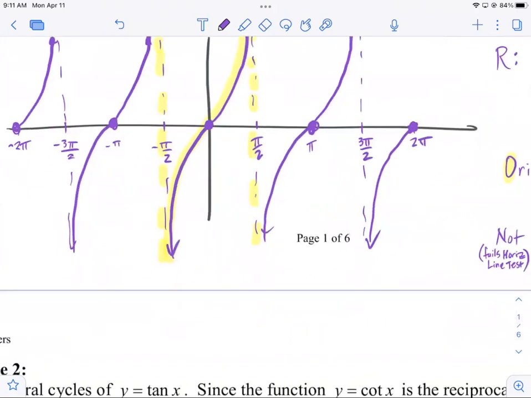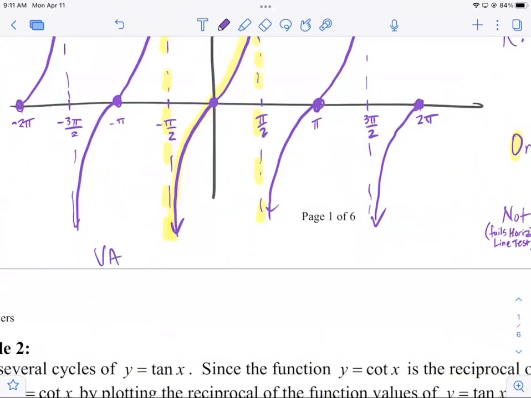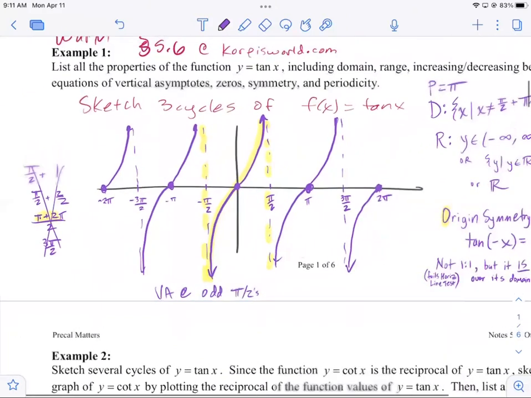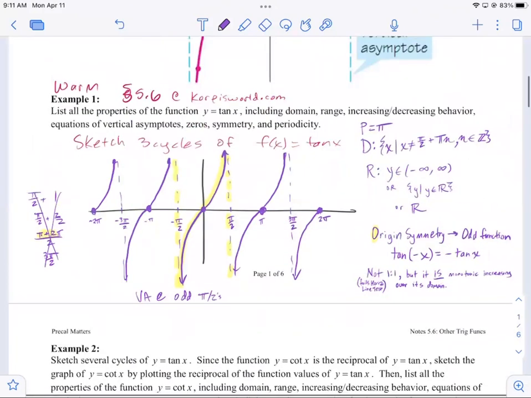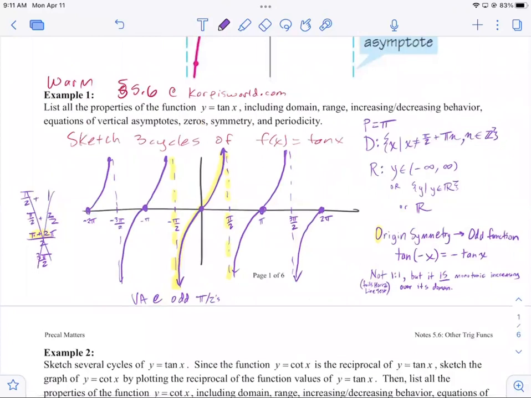Here's the easy way to remember vertical asymptotes. Vertical asymptotes at odd pi halves. Vertical asymptotes at odd pi halves. So the same values of x that are not in the domain are the same values of x that equal the vertical asymptotes, right? This function has vertical asymptotes at x equals pi halves plus pi n.